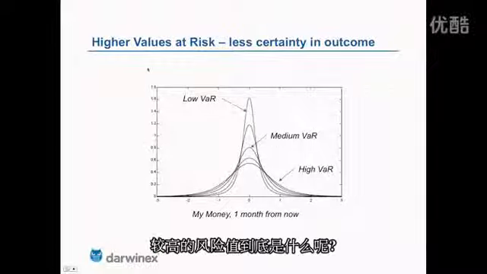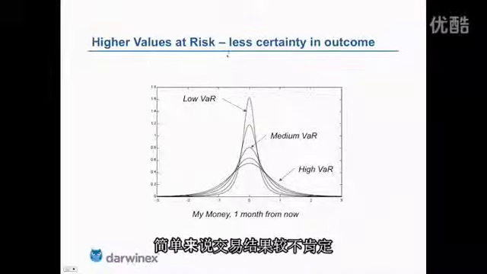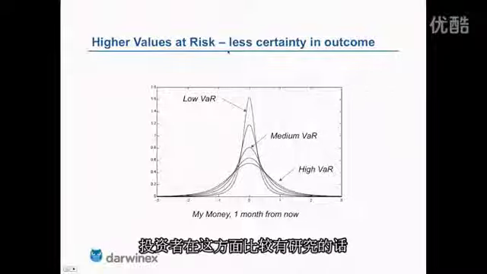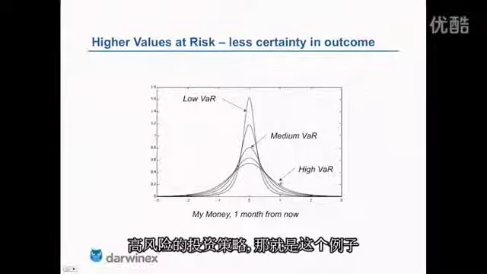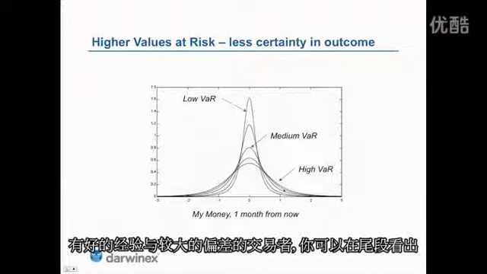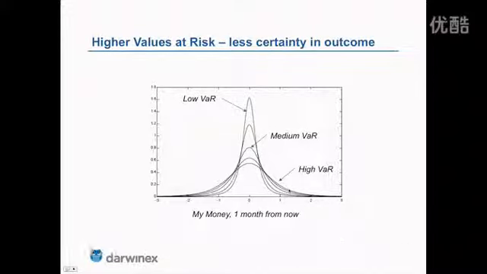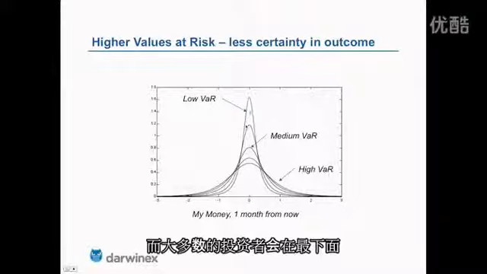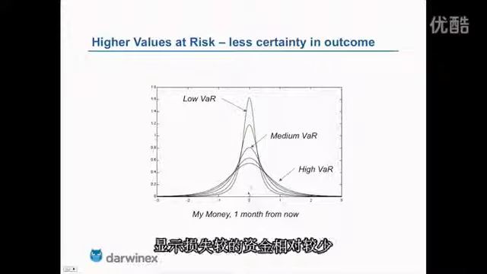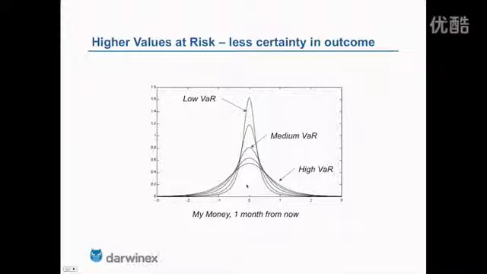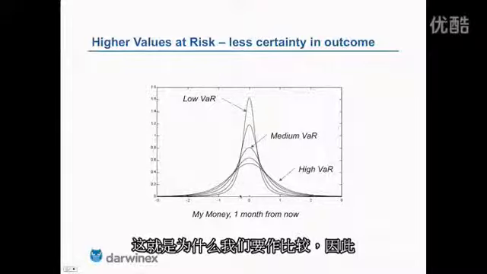So what do higher values at risk actually mean? Well, they basically mean less certainty in outcomes. An investor who were to invest in a high value at risk strategy, such as this one, could experience larger deviations, as we see here at the tail, than an investor with a lower VaR who would be much more centered around not making or losing much, which is why we use this to compare.